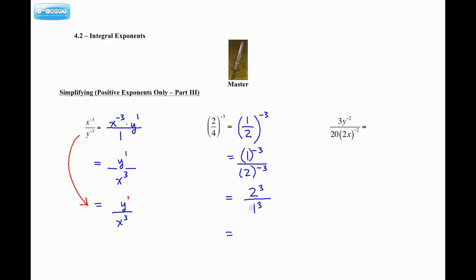But I can work this out. 2 cubed is 8. 1 cubed is just 1. So 8 over 1 is just 8.